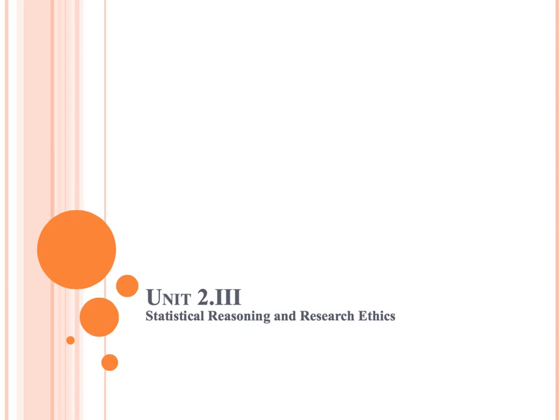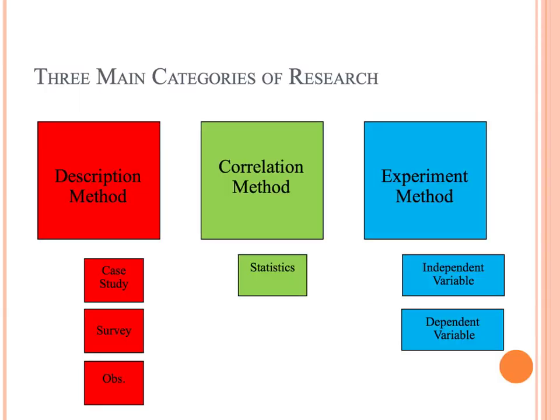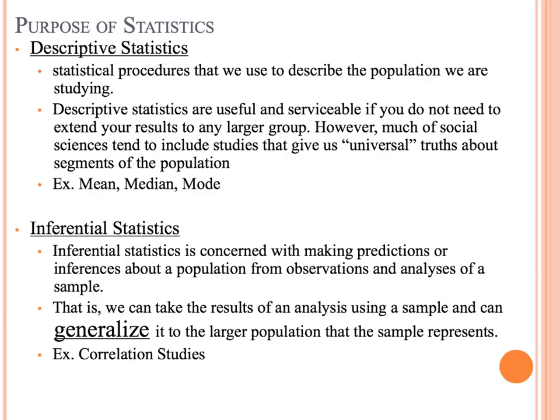In Unit 2.3, we will be discussing the correlation method as well as other statistical reasoning and research ethics. It is important to note that the correlation method utilizes statistics. Before we continue on to the correlation method, we need to first differentiate the two types of purposes of statistics.